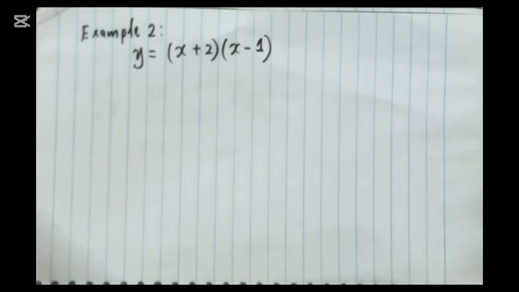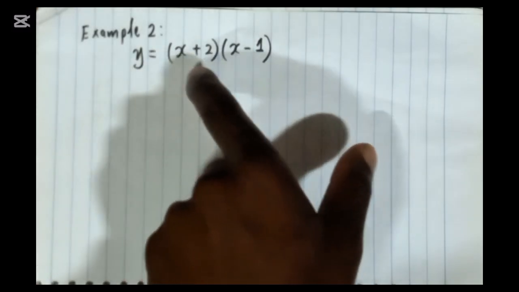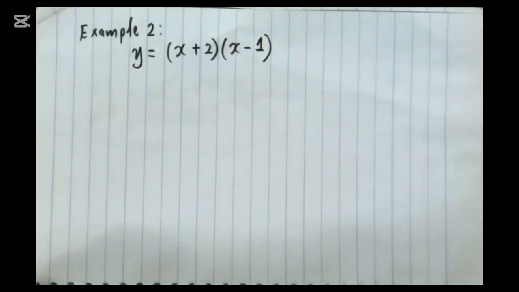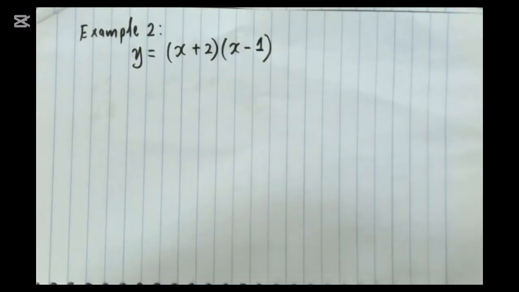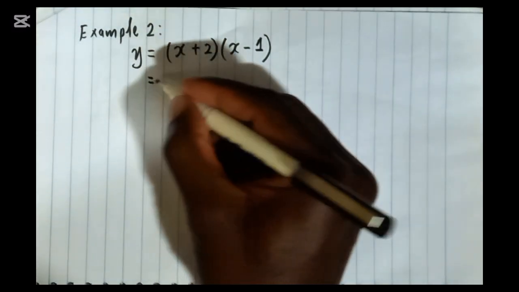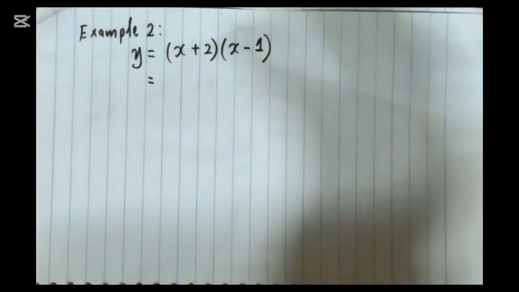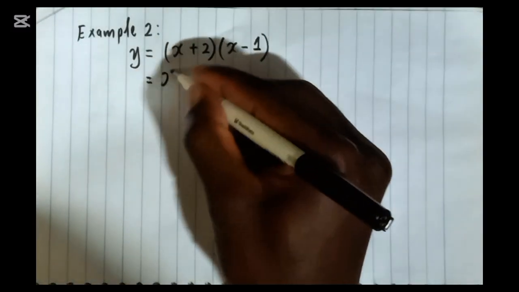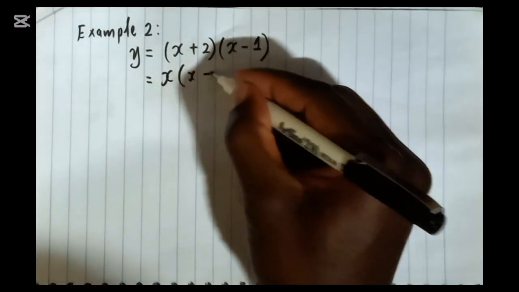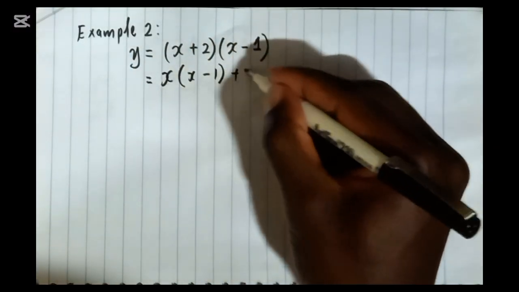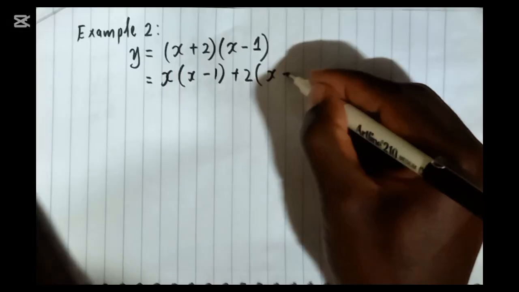So in order to differentiate this function, we're first of all going to have to expand, that is, remove the brackets in the factorized function of y. So we're going to use the normal expansion method: break one bracket, maintain the other. So it's going to be x into x minus 1 plus 2 into x minus 1.